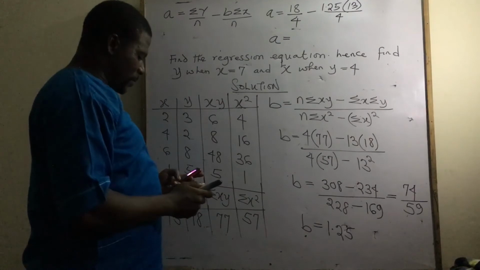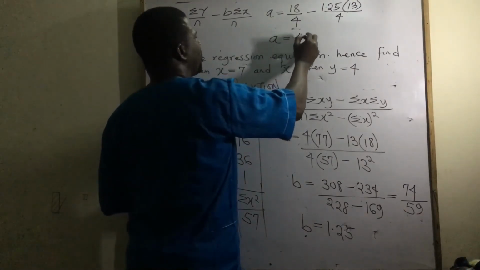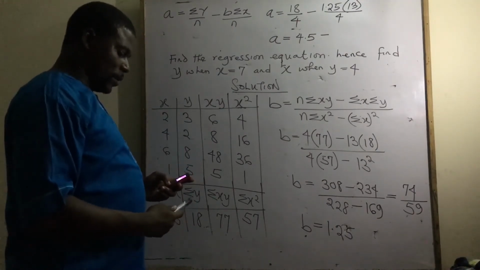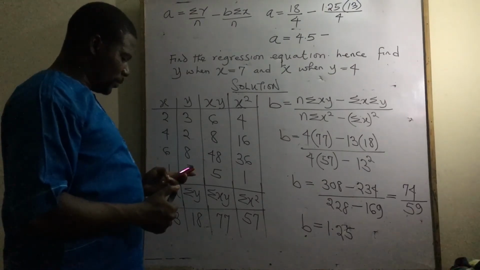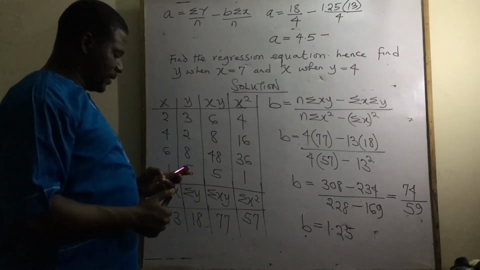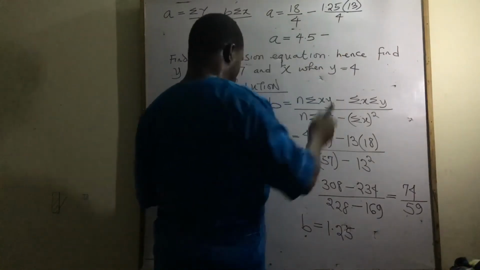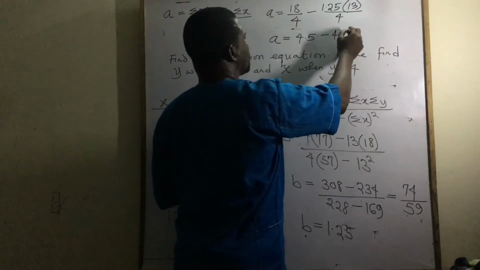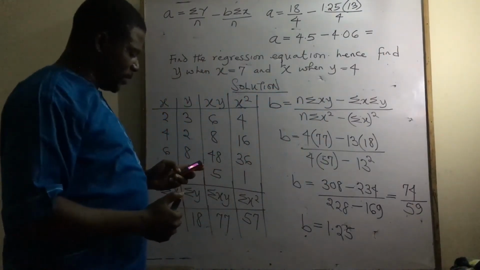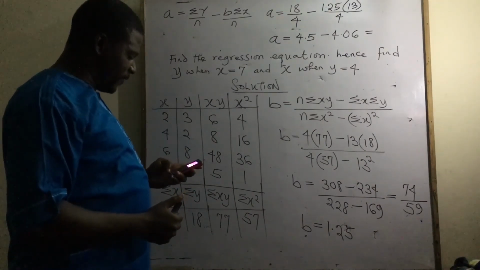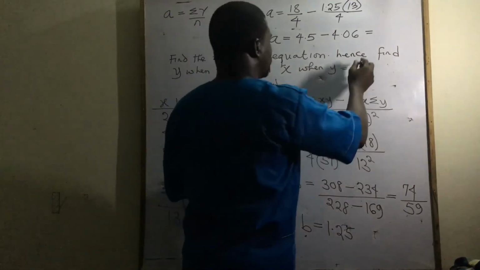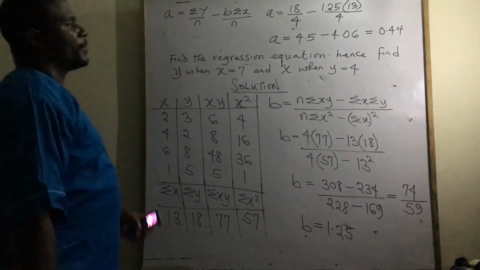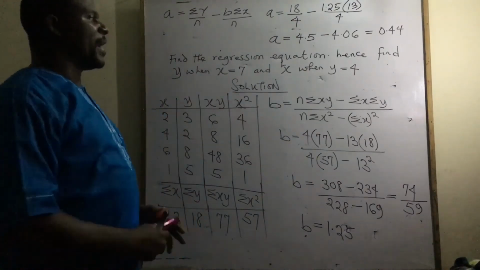So our a now becomes 18 divided by 4, which is 4.5, minus 1.25 times 13. That's 16.25 divided by 4, which is 4.06. So eventually our a is going to be 4.5 minus 4.06, which is 0.44. That's our a. So now I've gotten my b and I've gotten my a.